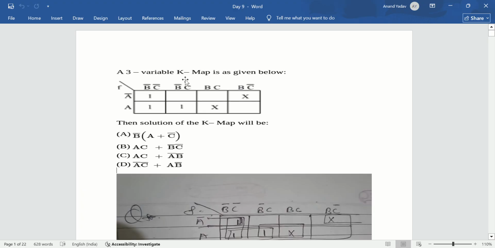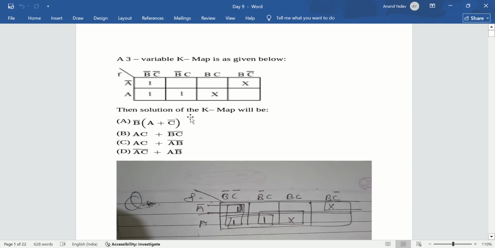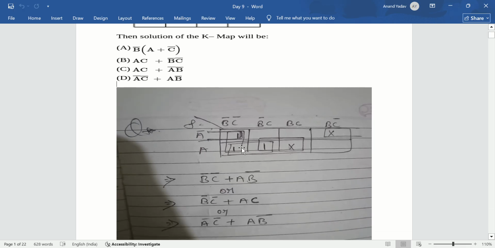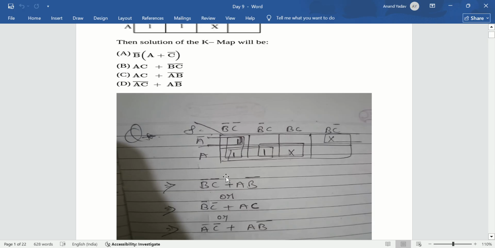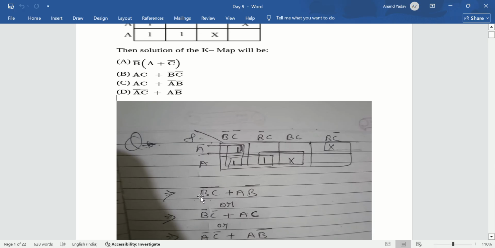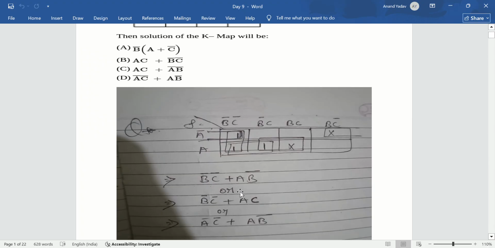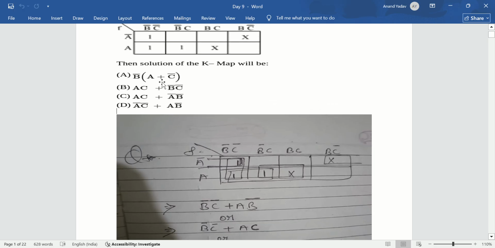Question 1. A three variable K-map is as given below. Then the solution of the K-map will be. For its minimization, I will first make the groups and then, for each group, take the variables corresponding to the group. So these are the equations I get. For this one there are three equations I get. So options A, B and D are correct for this one.